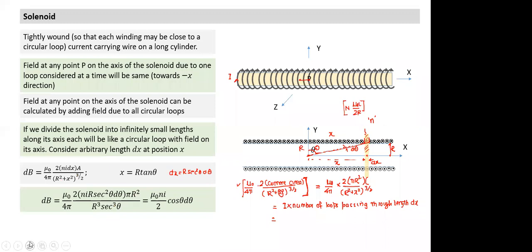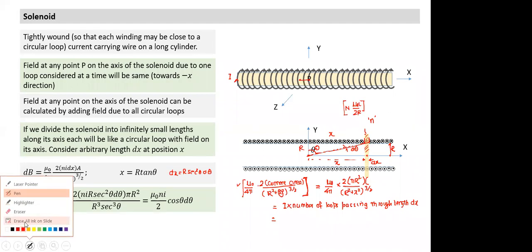Shravani, have you followed this? Yes, sir. Now, Shravani, if you followed, can you tell me how I would calculate the resultant B and what would be my limits of integration? You understand why you can integrate: because due to all elements, the fields are in the same direction. What should be my limits of integration?